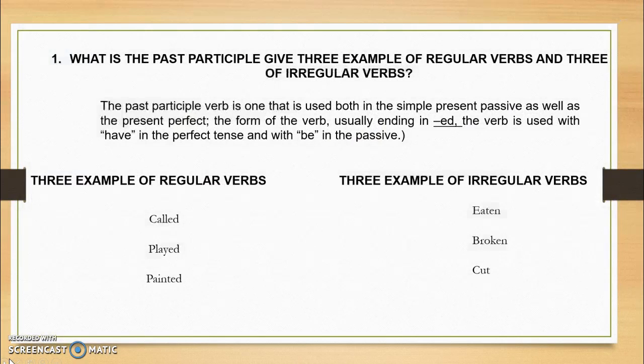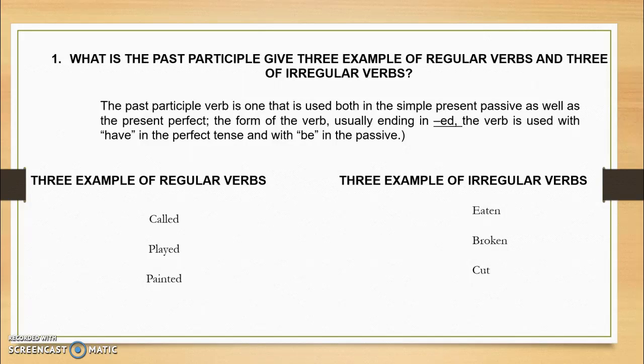Number 1. What is the past participle? And give 3 examples of irregular verbs and 3 of regular verbs. The past participle verb is one that is used both in the simple present passive as well as the present perfect. The form of the verb usually ends in ed. The verb is used with have in the perfect tense and with be in the passive.